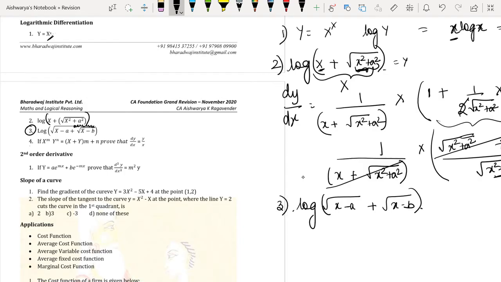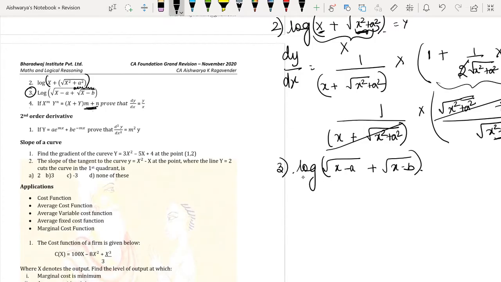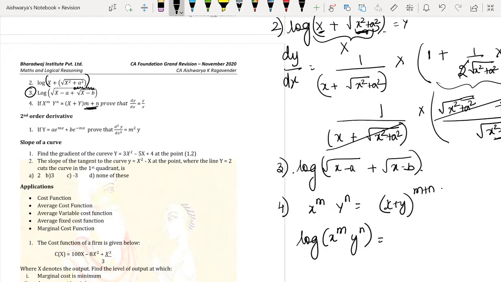Fourth question, this is power. Not down, it is in the power. So what happens when we put it in the power? X power m y power n is equal to x plus y, the whole thing raised to the power of m plus n. Now when we take log on both the sides, it will become log of x power m y power n, equal to log of x plus y, the whole thing raised to the power of m plus n.